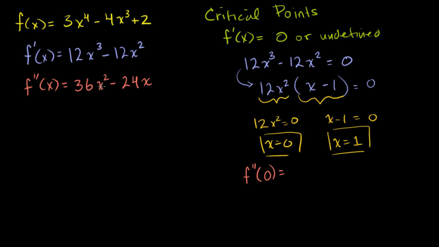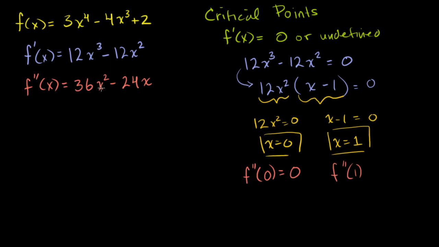It's equal to 36 times 0 squared minus 24 times 0. So that's just 0. So f prime prime is just equal to 0. So we are neither concave upwards nor concave downwards here. It might be a transition point, it may not. If it is a transition point, then we're dealing with an inflection point. We're not sure yet. Now let's see what f prime prime, or our second derivative, evaluated at 1 is.